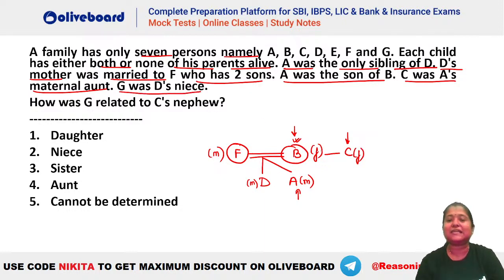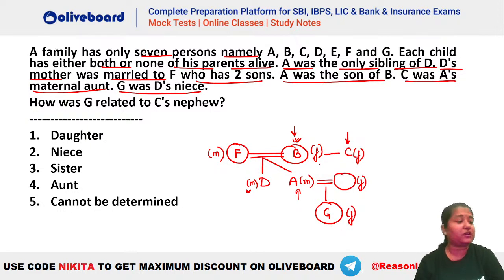Now G was D's niece. अब D यहाँ पर है, ठीक है. इसकी niece कैसे होगी? That means D's brother's child. Okay, so that means D's brother has to be a married person. That means A is a married person here because single parent is not allowed, and because A is a male person, would be married to a female here. So you can see D has this niece who is your G. So G is a female person again.